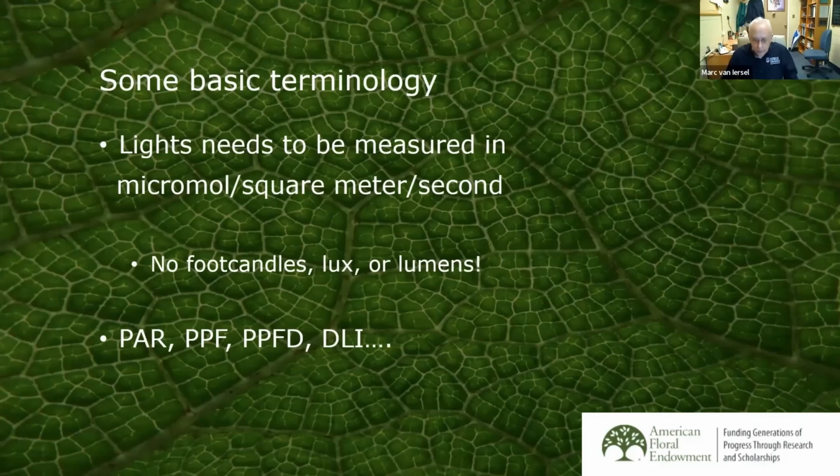Some of the terms that you will run into include PAR, PPF, PPFD, and DLI, and it can be pretty confusing to keep these terms straight because, especially the first three of them, are sometimes used interchangeably. PAR stands for photosynthetically active radiation, and that is very similar to the visible part of the light spectrum, and it refers to the light that plants can actually use for photosynthesis.